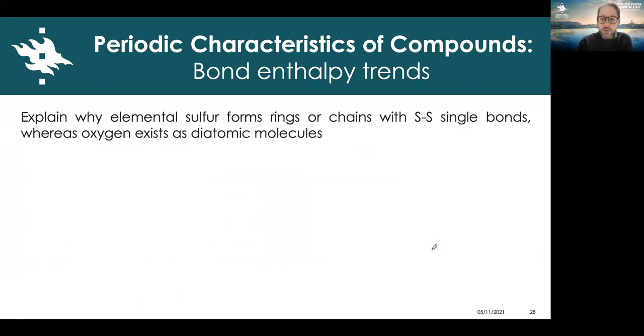Okay. An exercise before we go to our break. Explain why elemental sulfur forms rings or chains with sulfur-sulfur single bonds, while oxygen exists as diatomic molecules. So oxygen does not form rings or chains with sulfur-sulfur single bonds.